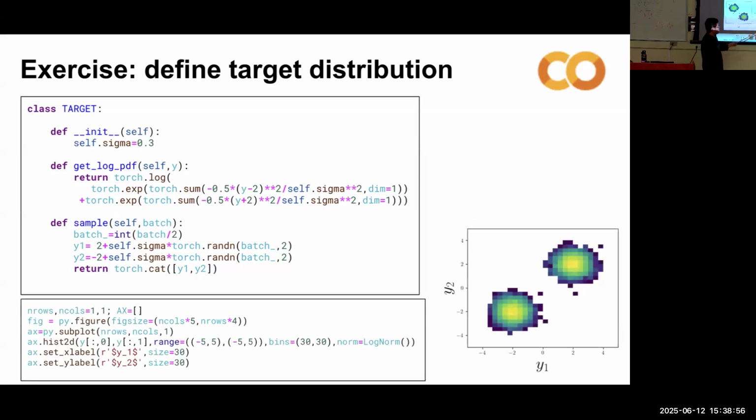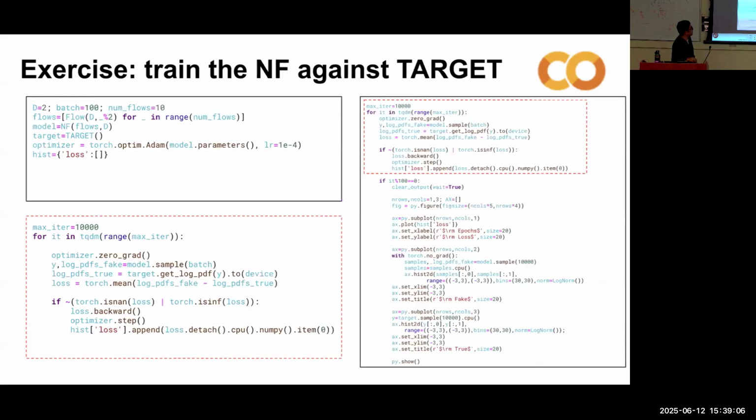And if you use this chunk of code, you can make a histogram. It should look like this. So what I want you to do in the next maybe 10 minutes is try to use the code that is here to train that normalizing flow to this two-dimensional Gaussian.